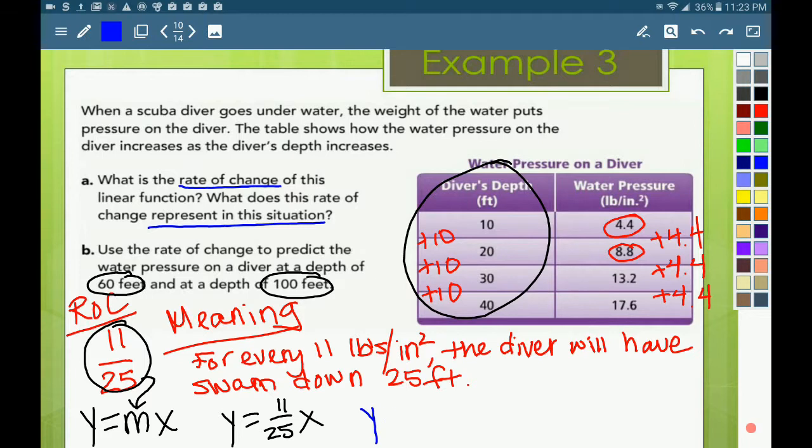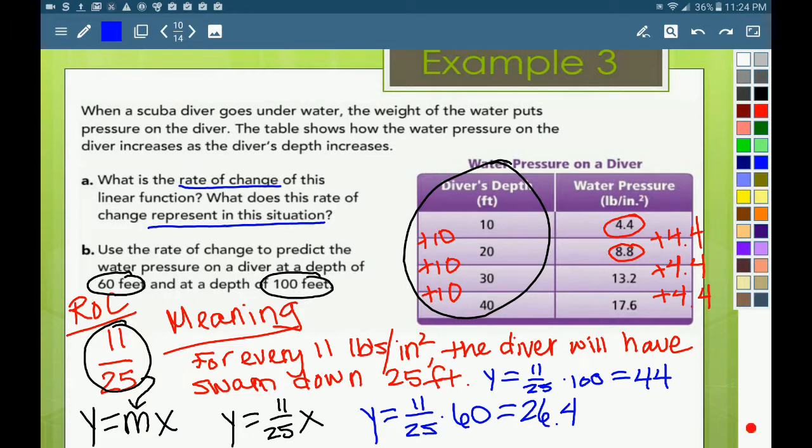So the first one is going to be y equals 11 over 25 times 60. So I'm going to type that in my calculator and see what the output would be. I'm going to do that by just doing 11 divided by 25 times 60. My calculator is giving me 26.4. I can also do that for 100. Y equals 11 over 25 times 100. And again, typing 11 divided by 25 times 100, which gives me 44. So for part B, I can say that my estimation for 60 feet deep would be 26.4 pounds per inches squared. And for 100 feet deep, it would be 44 pounds per square inch. So those are my answers for part B right there.